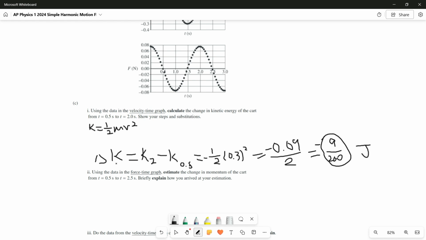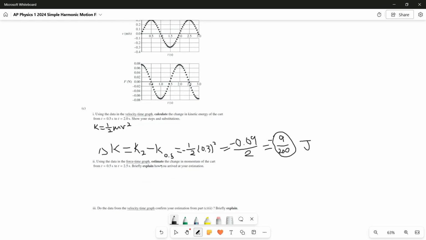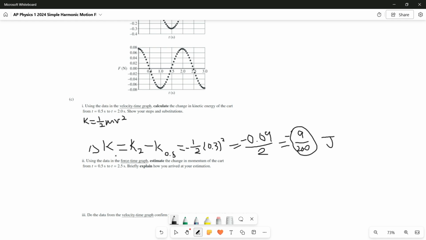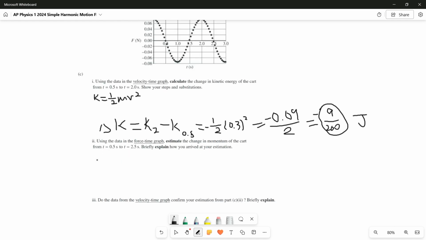Okay, for part 2, we have to take a look at the estimated change in momentum of a cart from 0.5 to 2.5. So from here all the way to here. Okay, well, that's a tough nut to crack. Well, we have to realize that your force is equal to your change in momentum with respect to time. And that is given on your formula sheet, I believe.